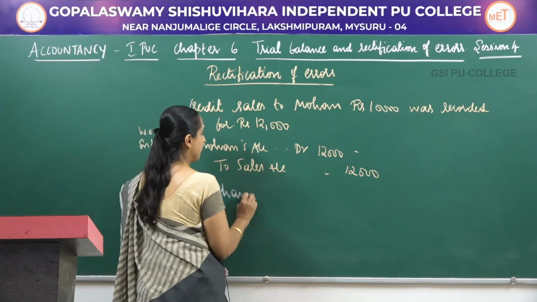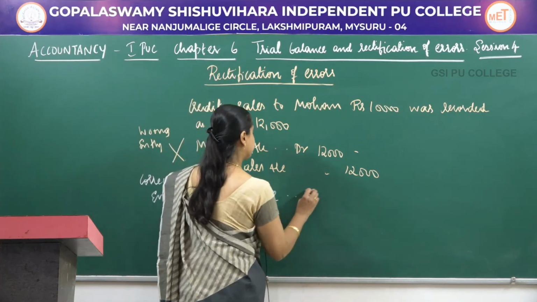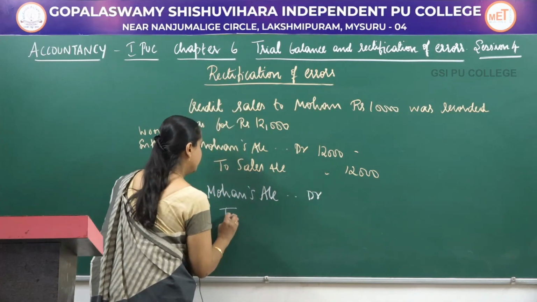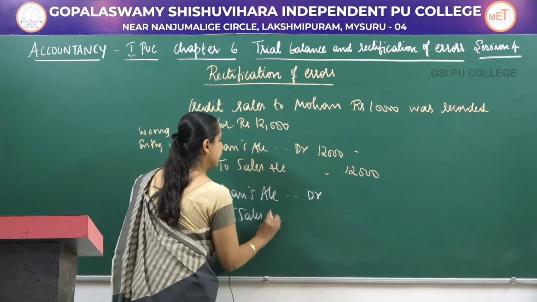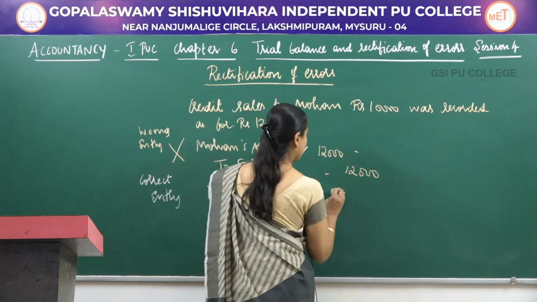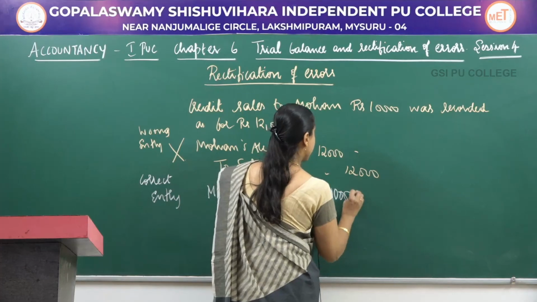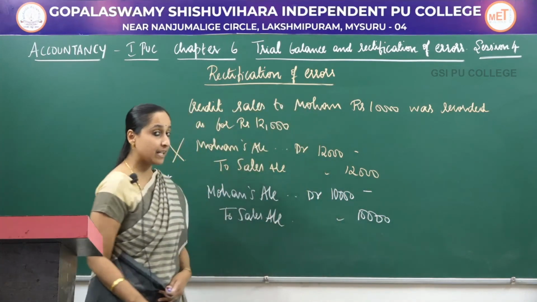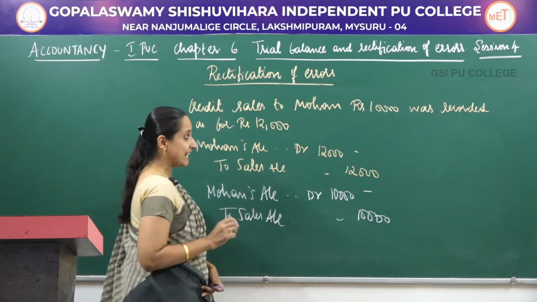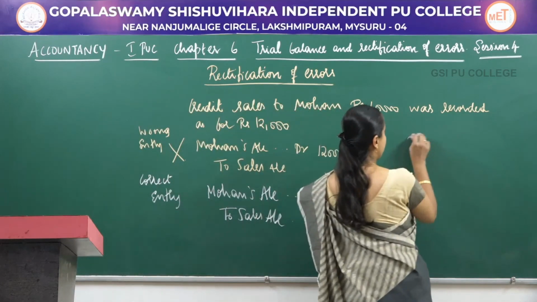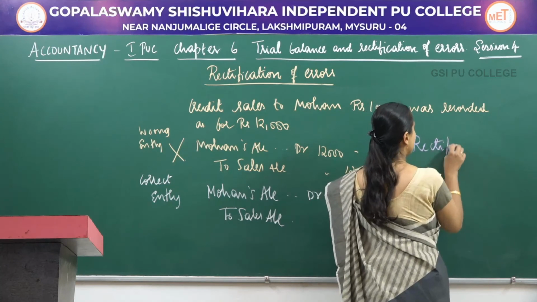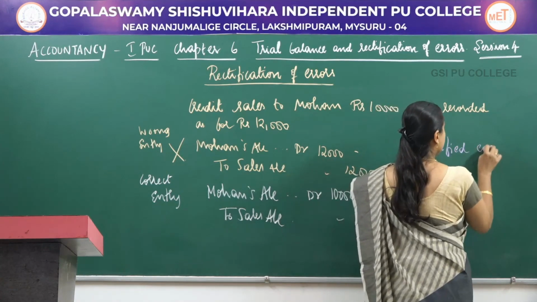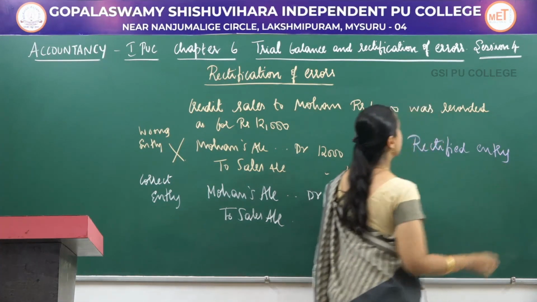Mohan's account debit to sales account 10,000. We should have recorded this, but now we have to rectify this error. So now we have to write the rectified journal entry. How can we rectify this journal entry now?